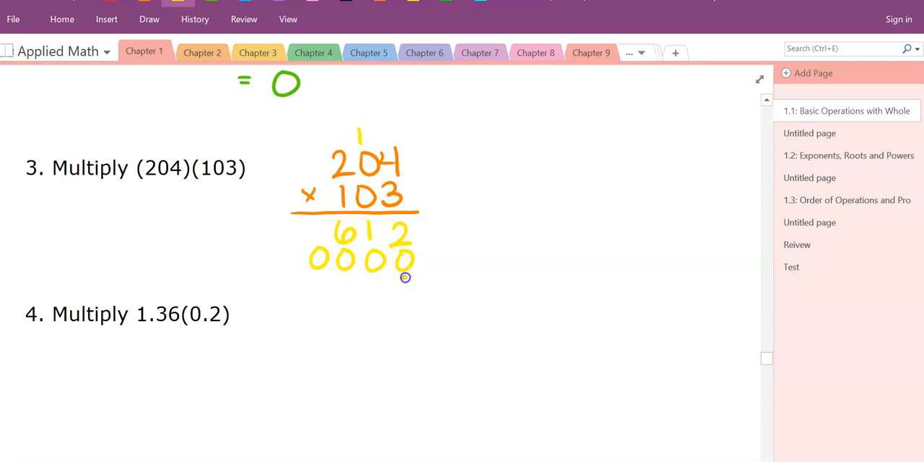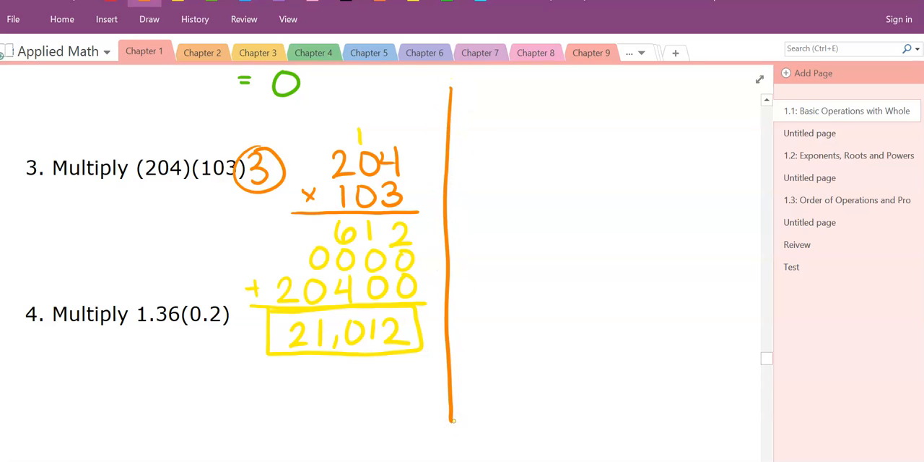Now when I go to do the 1, I actually have to start by adding 2 zeros. And then 1 times 4 is 4, 1 times 0 is 0, 1 times 2 is 2. Then we add these. So final answer for this one is going to be 21,012. So this is for number 3.